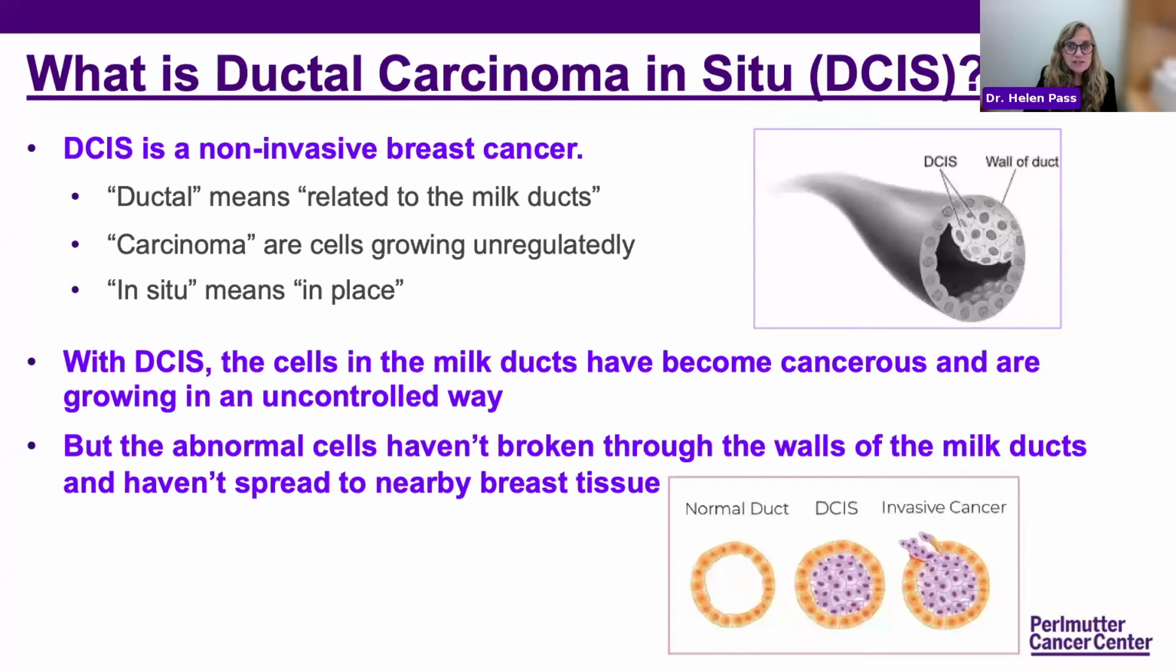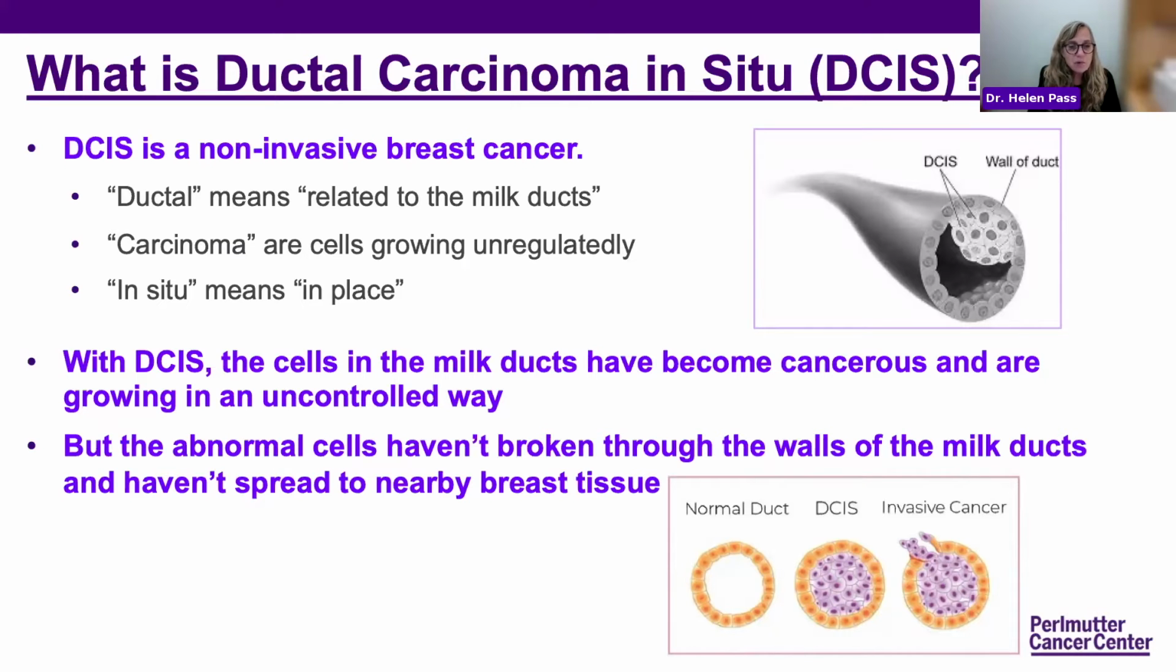You will hear us use the abbreviation DCIS, as Dr. Axelrod said. LCIS, or lobular carcinoma in situ, is a totally different topic. None of these slides at all apply to that topic. And so we're going to focus on the one that starts in the milk duct, and that's what ductal means. So these are cells that are growing in an unregulated fashion, hence the word cancer, but they're confined within the wall of the milk duct, hence the term in situ.